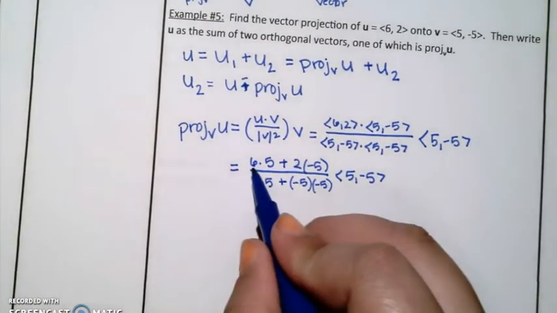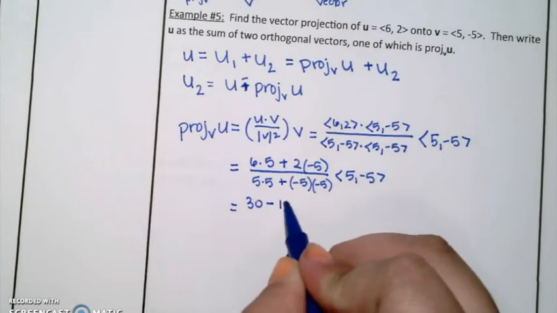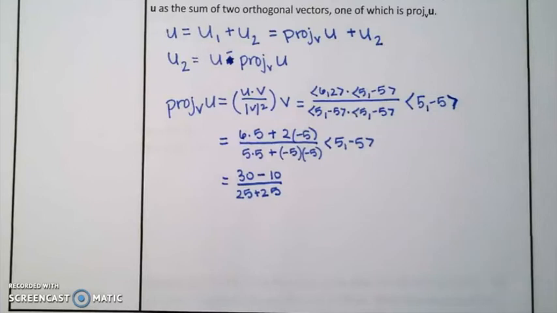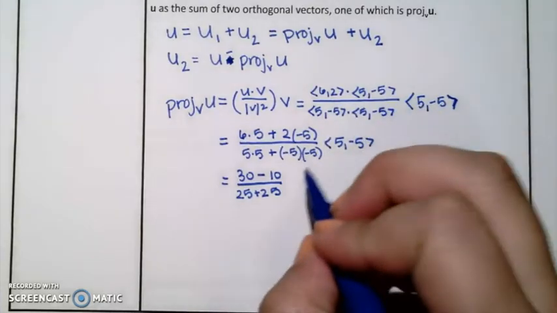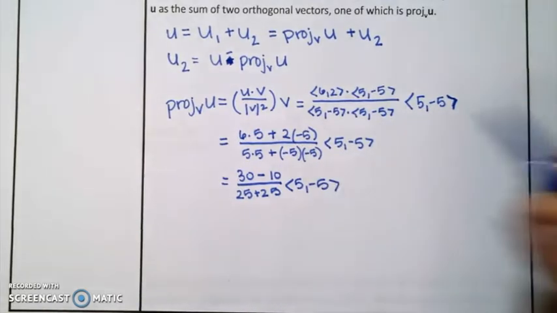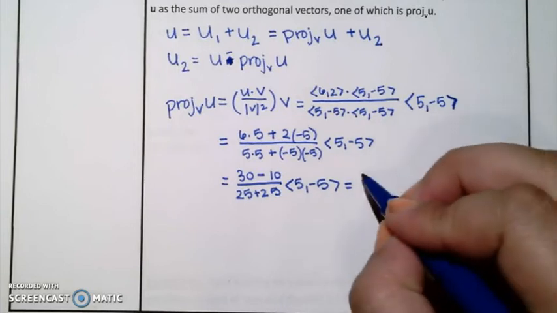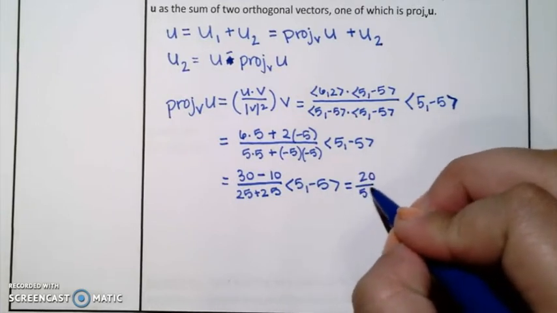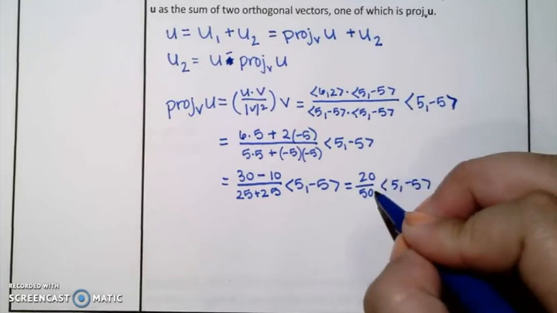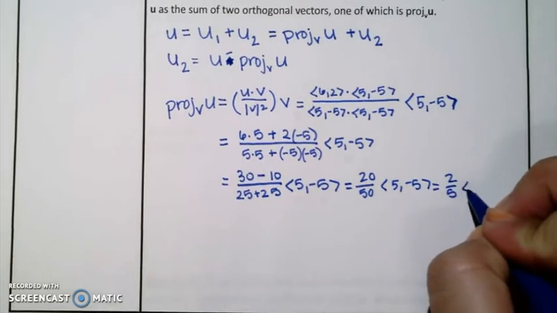All right, so 6 times 5 is 30 minus 10, divided by 25 plus 25, times the vector 5, negative 5. So simplifying this further, we have 20 divided by 50 times our vector. This fraction can still be simplified to 2/5 times our vector v.